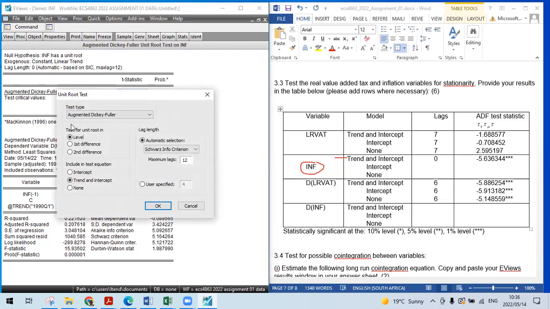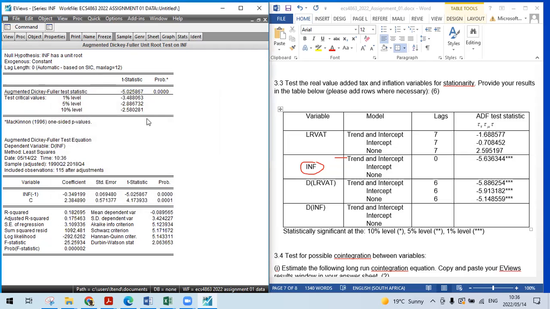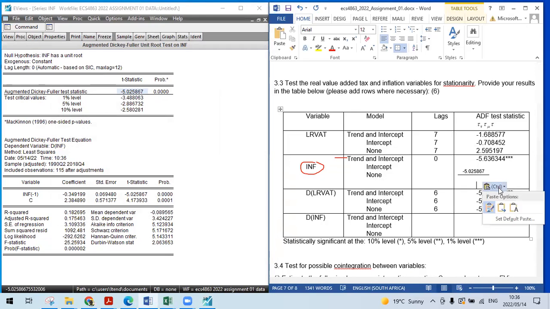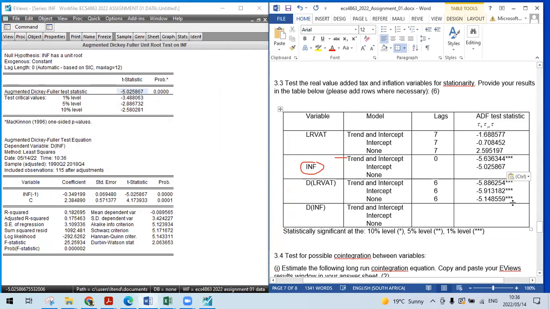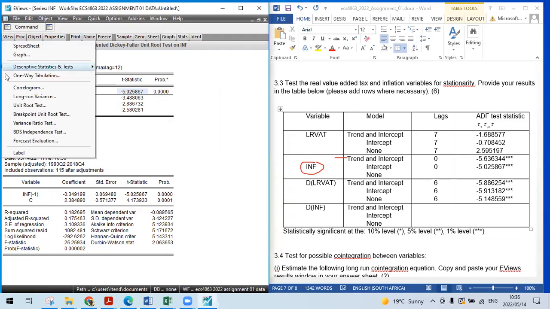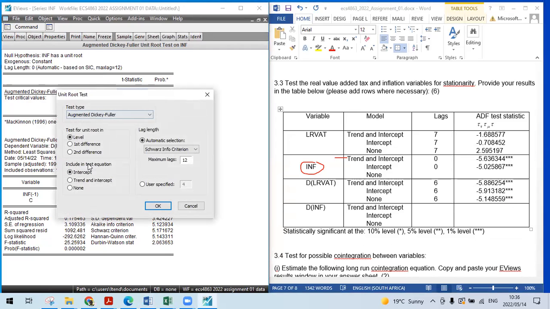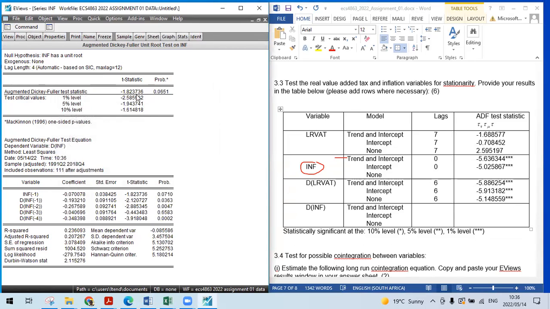We move to the next one, which is intercept. How many stars? 3 stars. Paste there. The lag length is 0. What if we put none? How many stars?